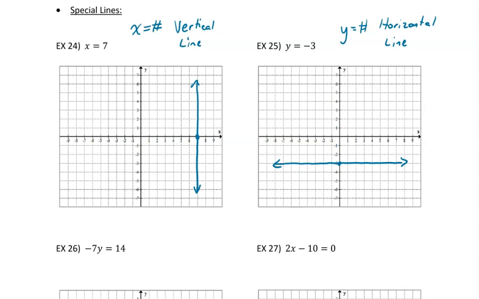No slope needed. That said, just as a little recap, if you remember, the slope for a vertical line was undefined, and the slope for a horizontal line was 0.